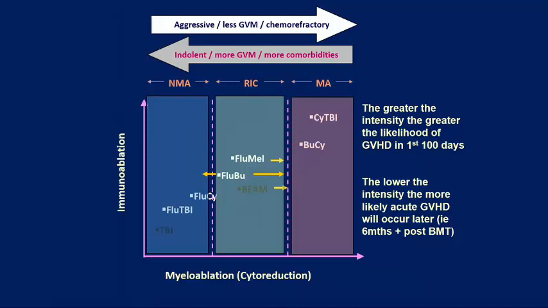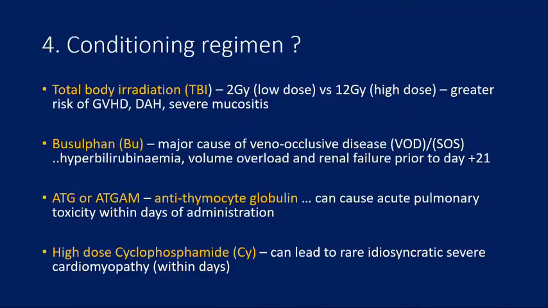The other part of conditioning is potentially asking what part of it is, and there are some keywords that stick out, like total body irradiation, because this is a driver of potentially graft versus host disease or diffuse alveolar hemorrhage. When someone has hyperbilirubinemia, the key thing to think about in the conditioning is busulfan, which is the primary driver of veno-occlusive disease after an allogeneic transplant. ATGAM or antithymocyte globulin can cause a pulmonary toxicity, and high-dose cyclophosphamide can cause a cardiomyopathy, usually both of these within days of their delivery.